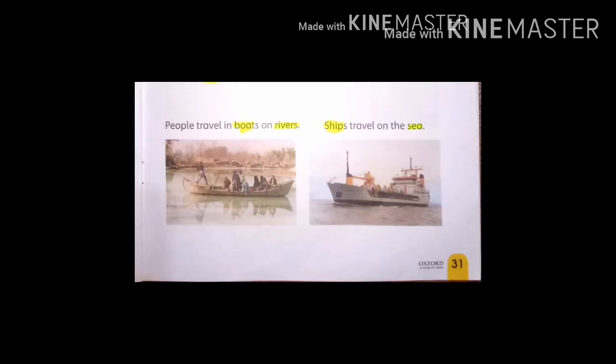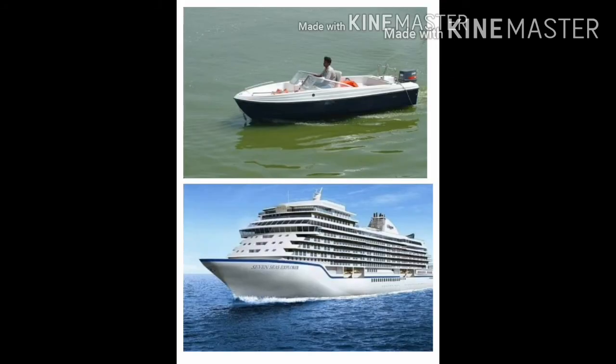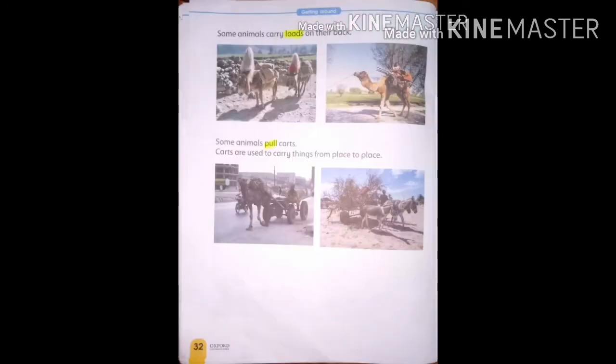Next, people travel in boats on rivers. Ships travel on the sea. So boats travel on rivers, whereas ships travel on the sea. People use these means of transport to travel on water. Turn to next page, page number 32.